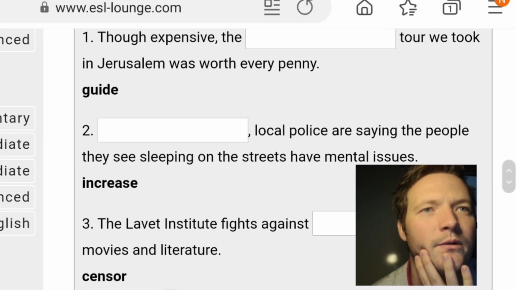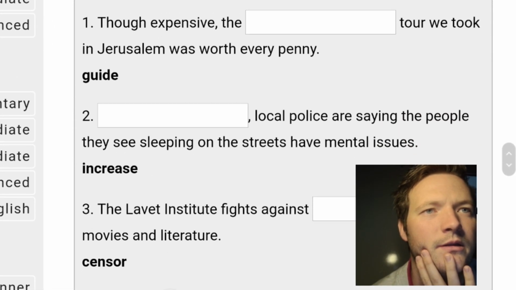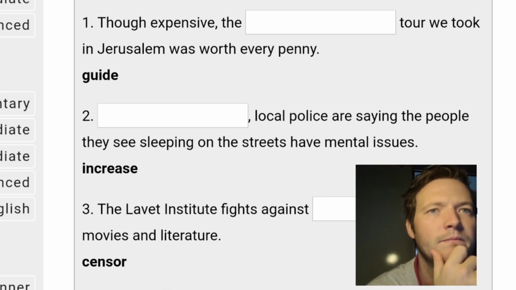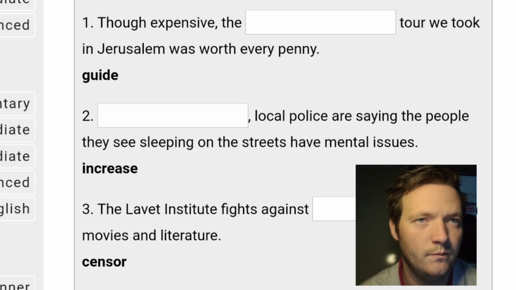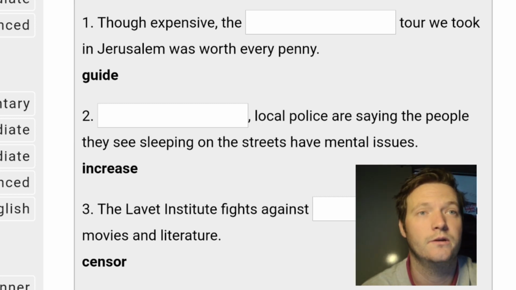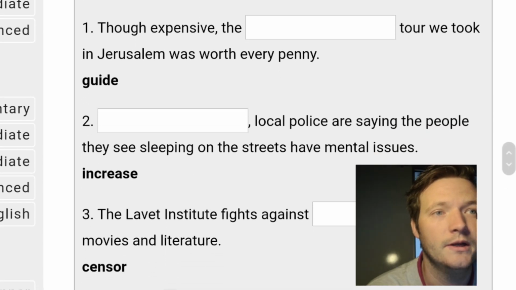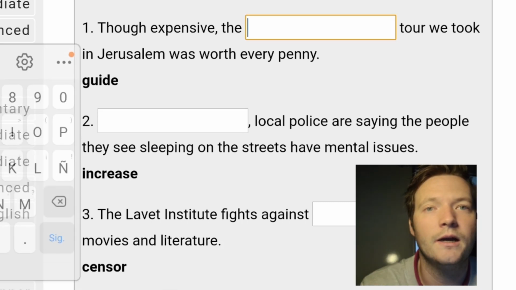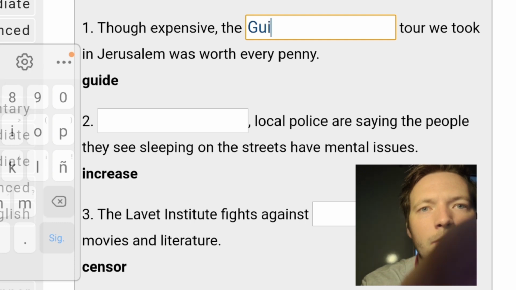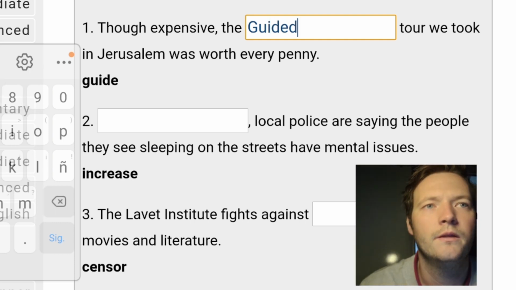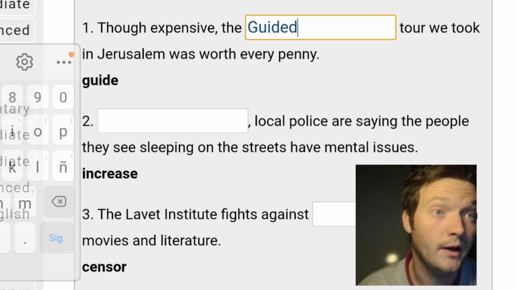Well, here we go. Though expensive, the guided tour we took in Jerusalem was worth every penny. So, yeah, I don't think there's any doubt here, is there? We're going to say the guided tour. It was guided by a guide.